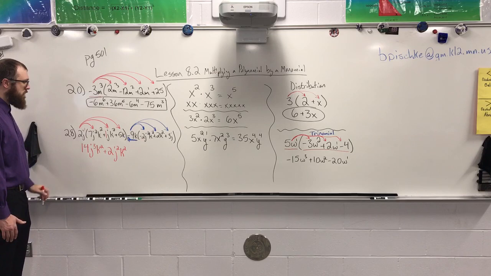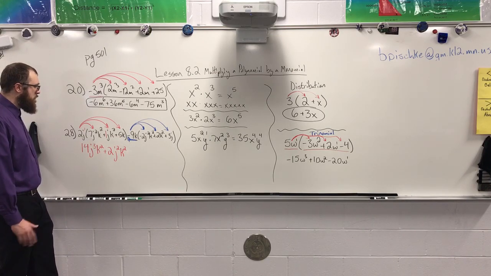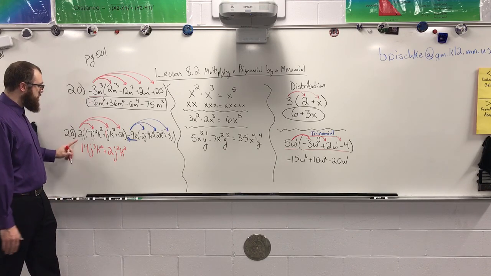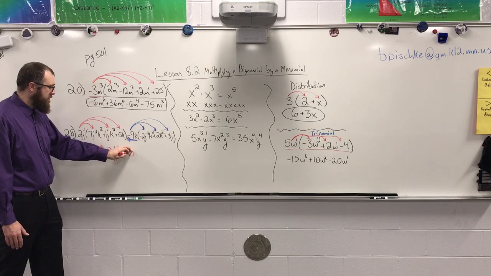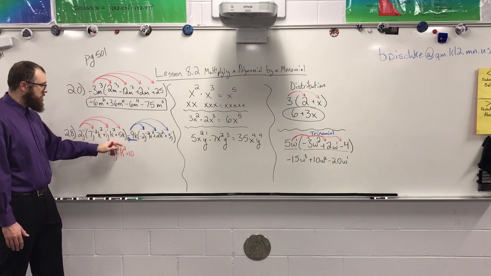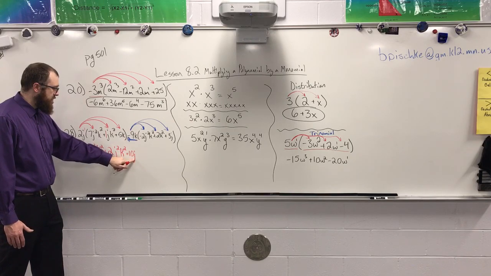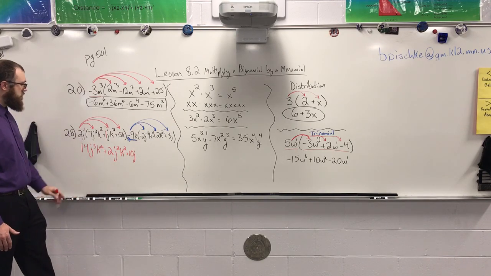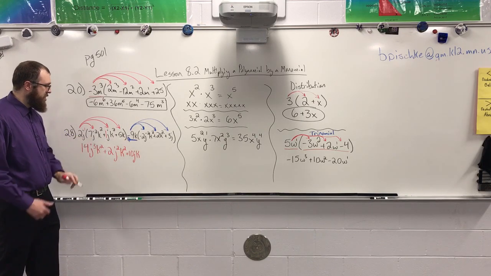Last one. 2j times 5k. Coefficient times coefficient. 2 times 5 is 10. J times no j's is j. That's obvious. K times no k's is k, jk.